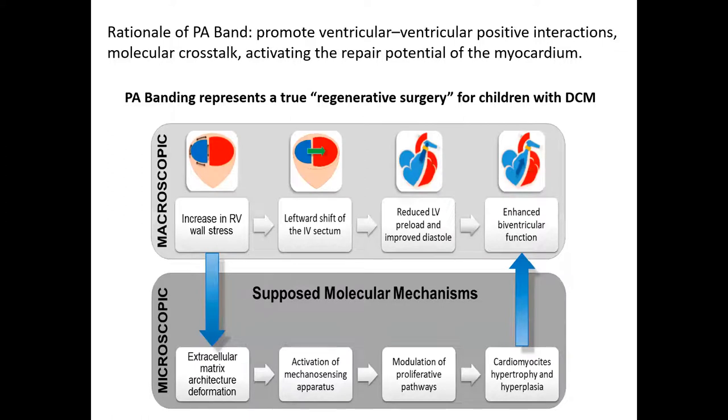So what is the rationale of the PA band? The PA band promotes ventricular-ventricular positive interaction. So you have two ventricles which now work together. It allows molecular crosstalk and activates the repair potential of the myocardium, and therefore cardiomyocytes are generated. In fact, PA banding represents a true regenerative surgery. You start with PA banding, there is an increase in RV wall stress, and there is a leftward shift of the myocardium towards the left side. That reduces the preload of the left ventricle and improves diastole, and over a period of time, the ventricular function improves and the patient also improves.